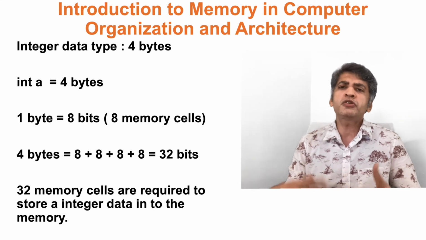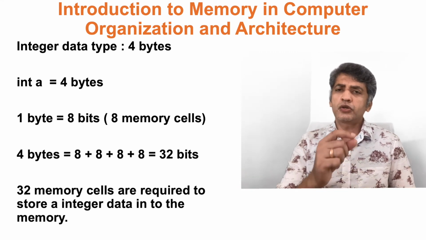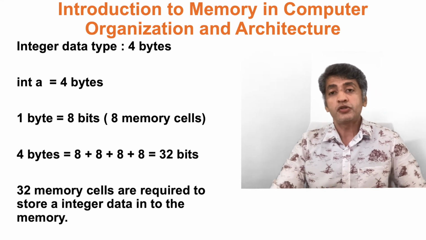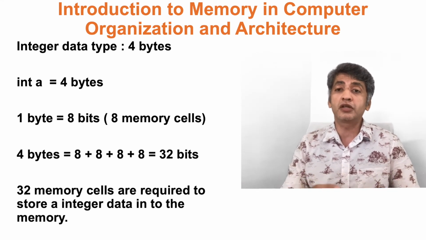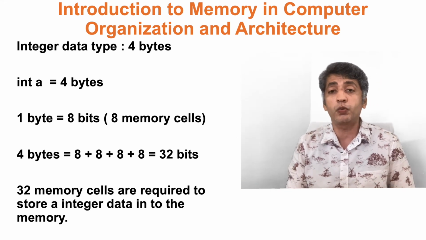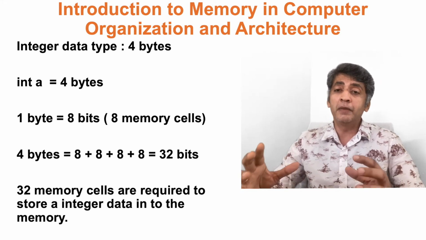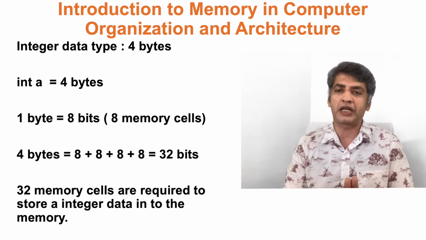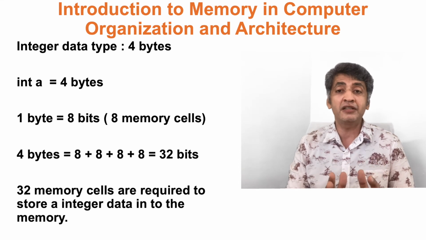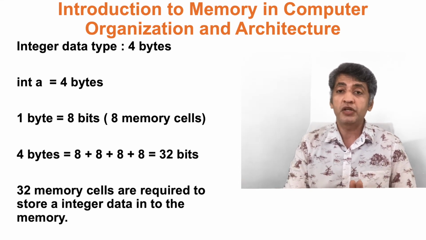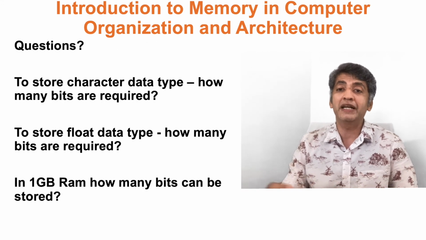So how are you going to store it in the system? Here 1 bit you can store in 1 memory cell. So if you want to store a 32-bit value into the memory, how many memory cells are required? 32 memory cells are required to hold one integer data type. So now you can understand how your data will be stored into the memory and in what format, bit, byte, all these things.